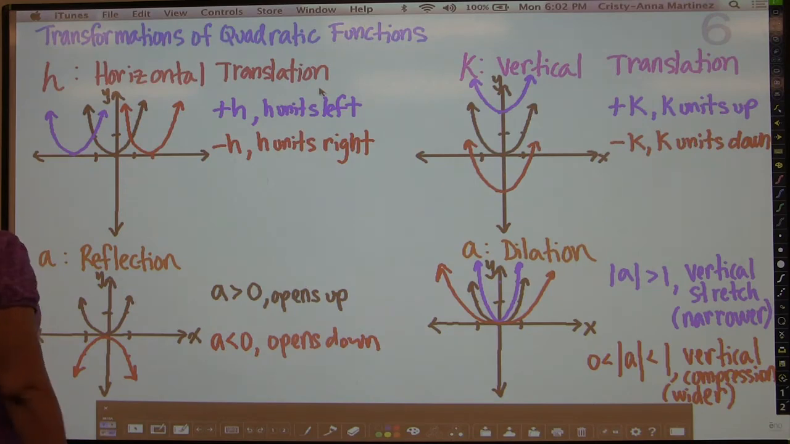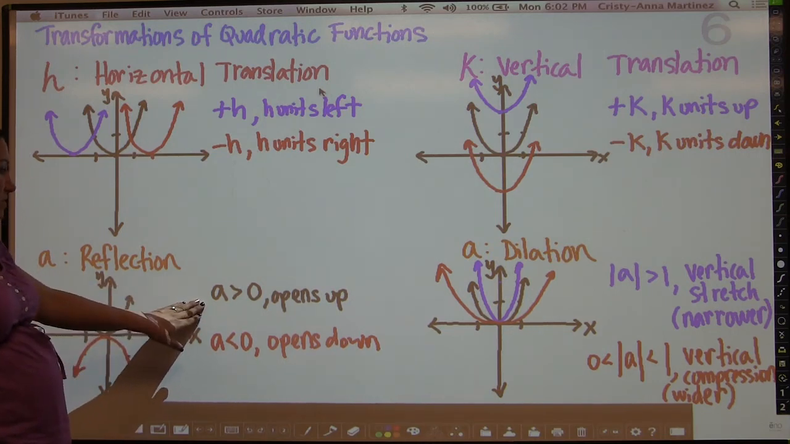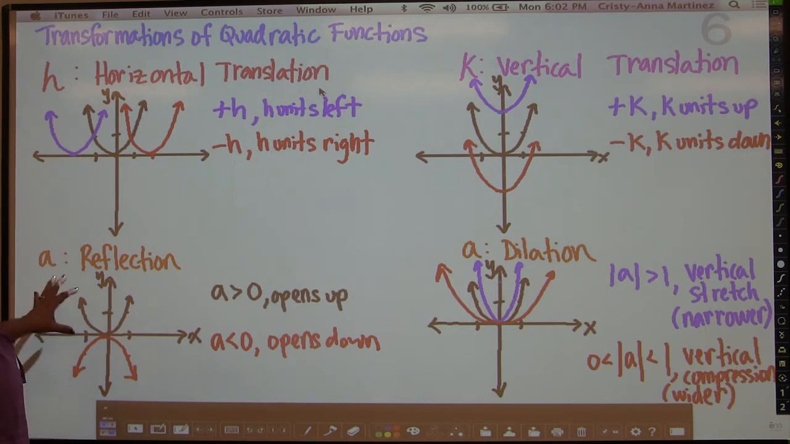Then we have our A value. Our A value is actually in charge of 2 different types of transformations. The first is a reflection. We kind of already mentioned that before. If the A value is greater than 0, then the parabola is going to open up. If it's negative, it's going to open down. Okay, we already kind of knew that.